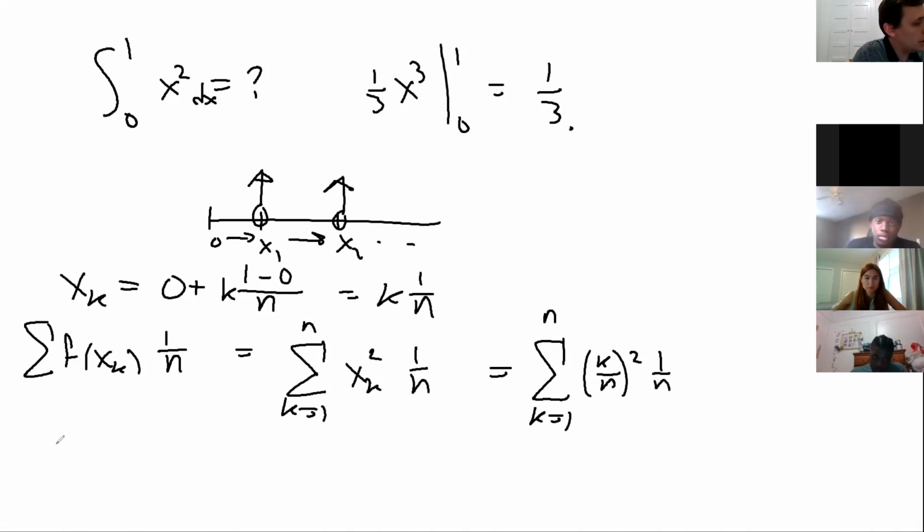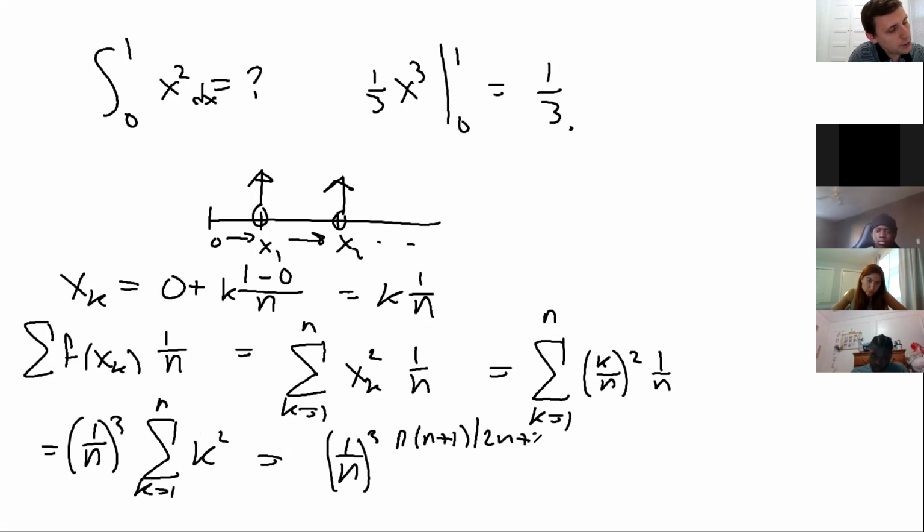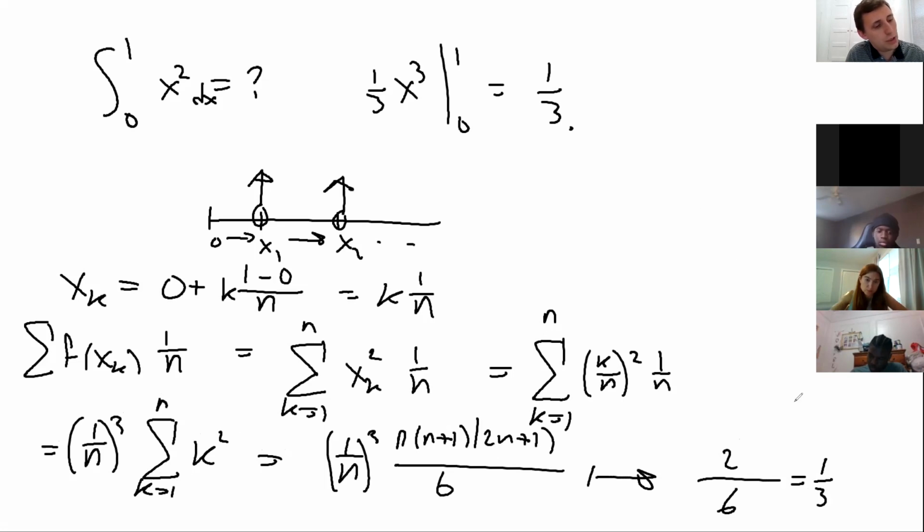And so what do we get? We can factor out 1 over n cubed. So it's 1 over n cubed times the summation from 1 to n of k squared, which we know is 1 over n cubed times n(n plus 1)(2n plus 1) divided by 6. If you push to infinity, what do you get? On the bottom you get 6n cubed, and on the top 2n cubed. So it's 2 over 6, which is 1/3. So this original answer, of course, was correct.